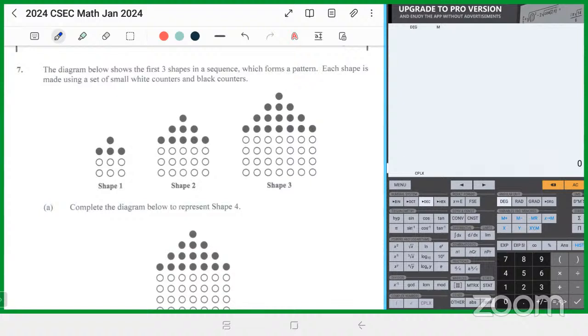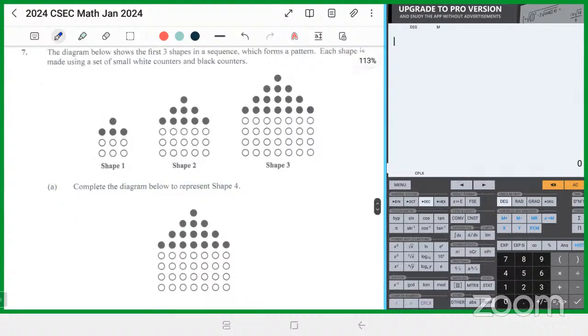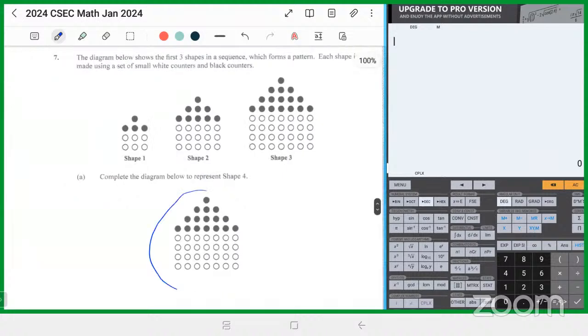So these are circles. They are basically calling them counters. So these are the black ones, these are the white ones. And basically, they give us the first 3 shapes, and we have to look for the pattern in terms of how they go from shape to shape. And they're asking us to complete shape number 4. So I've started shape number 4 for us, which really is shape number 3. And we are to add on to that to complete shape number 4.